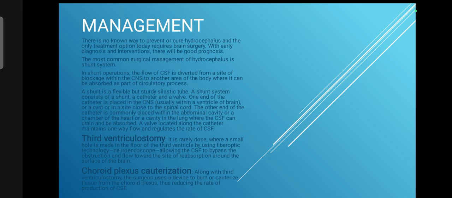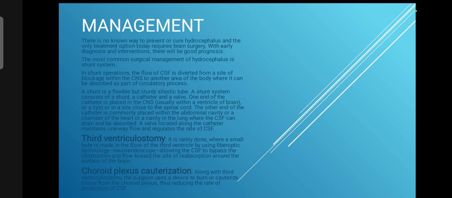In shunt operations, the flow of CSF is diverted from a site of blockage within the CNS to another area of the body where it can be absorbed as part of the circulatory process. A shunt is a flexible but sturdy cylindrical tube. A shunt system consists of a shunt, a catheter, and a valve.